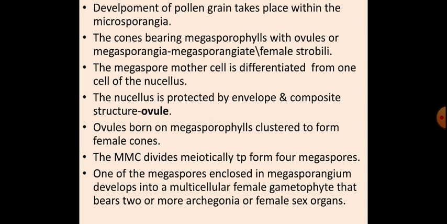The megaspore mother cell is differentiated from one cell of the nucellus, not nucleus. It has a reserve food material called nucellus. The nucellus is protected by an envelope, and the composite structure is called ovules. So ovules are borne on megasporophyll. What happens is the megaspore mother cell divides meiotically to form megaspores. Of these megaspores, one is functional and the other three degenerate. That will develop into a multicellular female gametophyte which will contain two or more archegonia, the female sex organs.